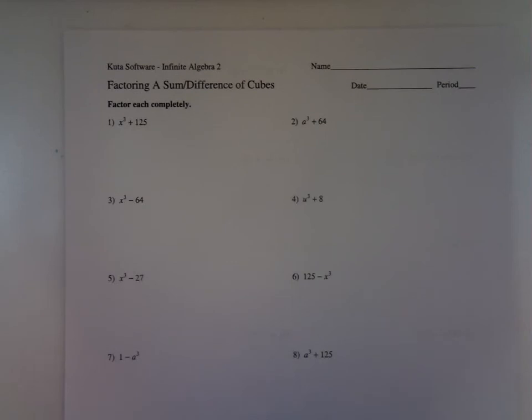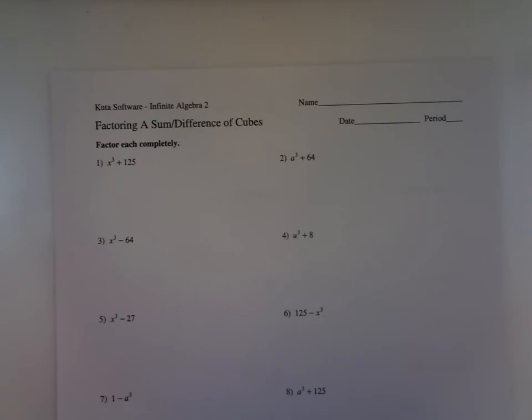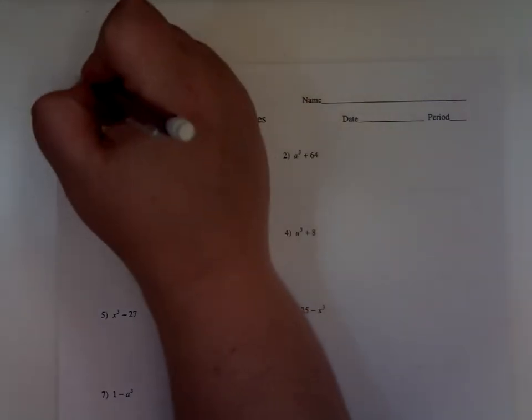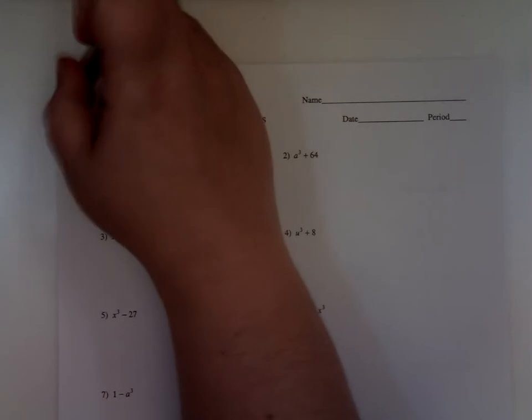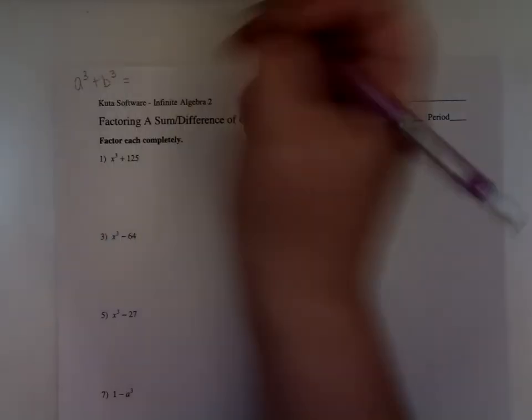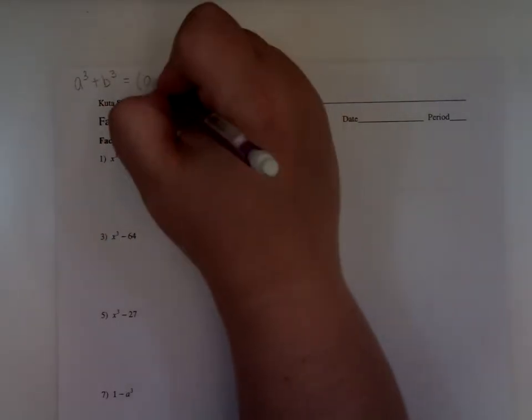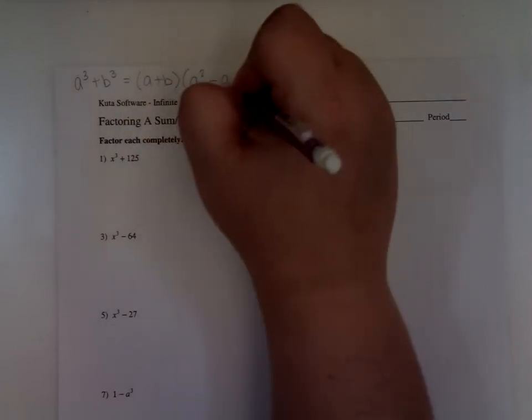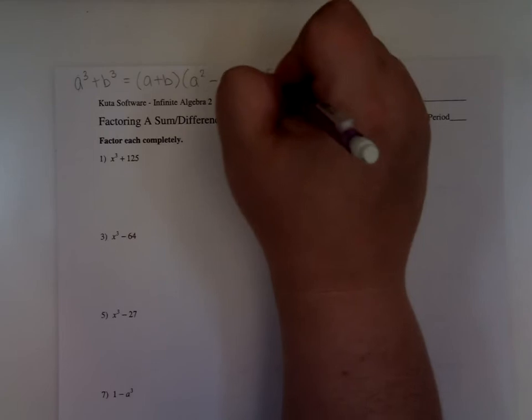Okay, so here we are on page 65. We need to write ourselves a note. So the formula for a sum of cubes. The way we would factor a to the third plus b to the third is going to be a plus b times a squared minus ab plus b squared.